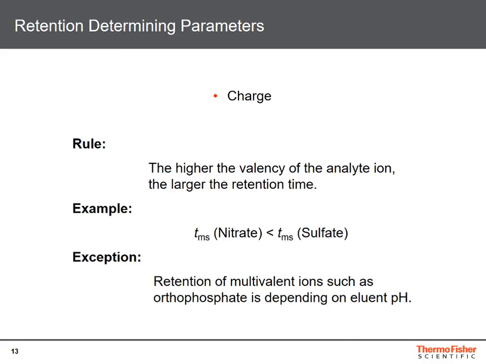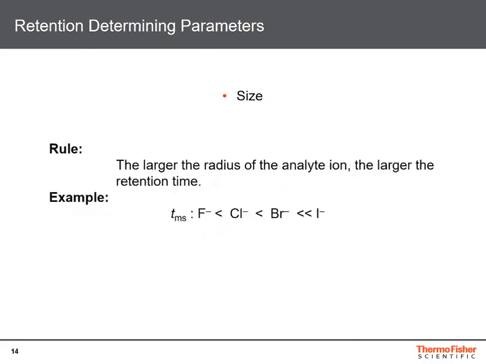The exception of this rule is retention of multivalent ions such as orthophosphate. We all know that the charge of orthophosphate depends on eluent pH, and therefore with different kinds of eluent pHs in the mobile phase, we see different retention times for orthophosphate. There's no exception to the rule regarding the size of an ion. The rule says the larger the radius of the analyte ion, the larger its retention time.